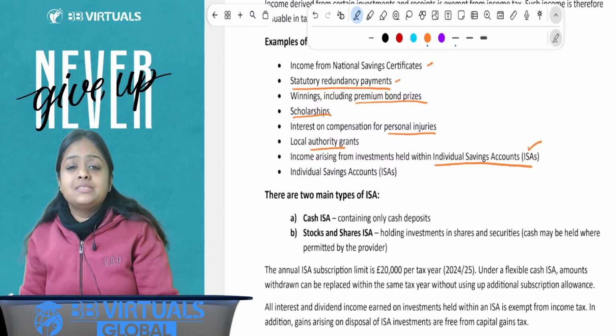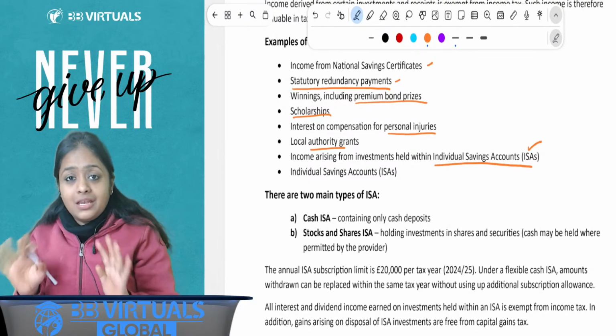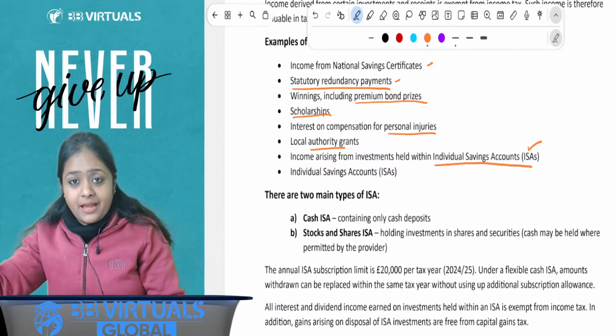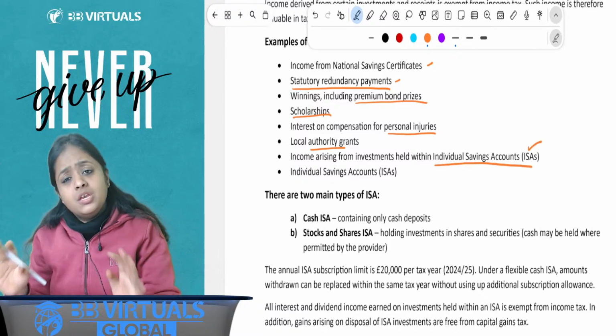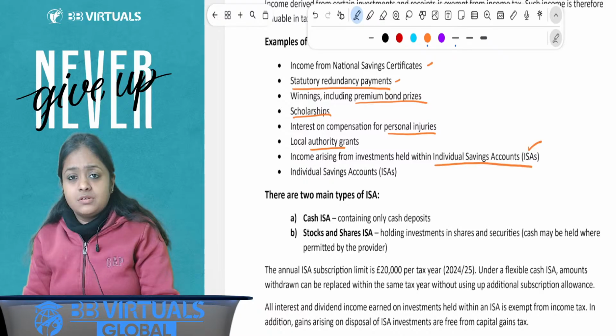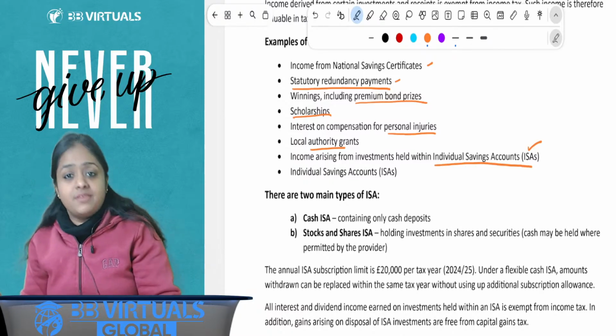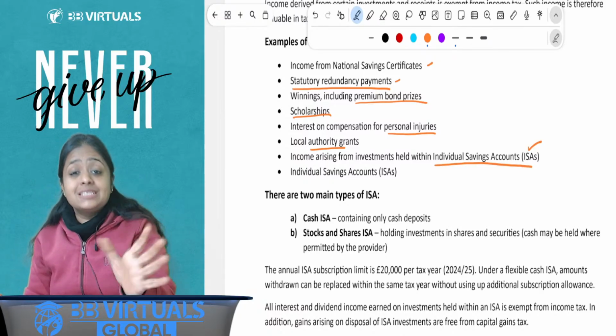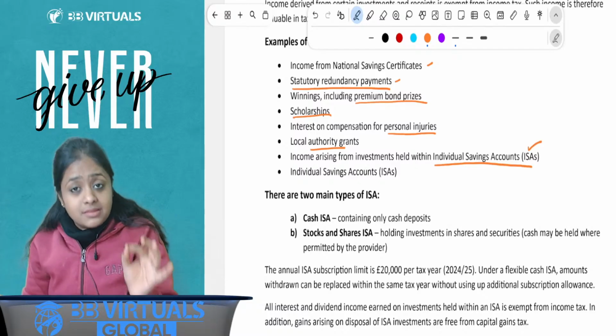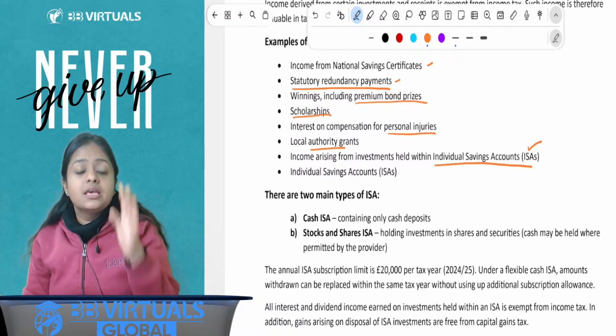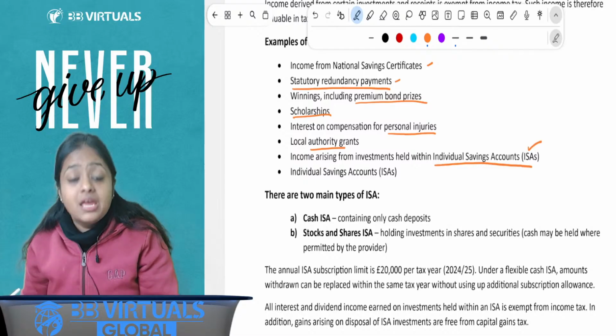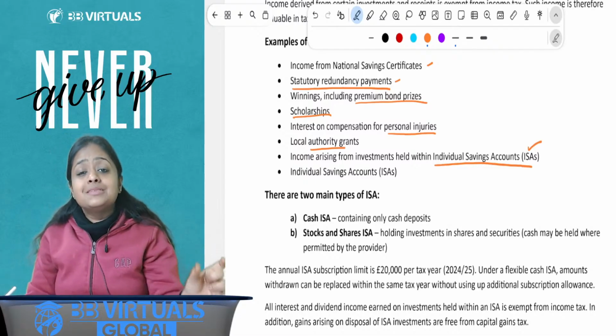What is an individual savings account? See, in India also we have a savings account. In the bank we open a savings account. In the UK also we have savings accounts. But then what is an individual savings account? These are special savings accounts in the banks and post offices, which are allowed by the government, and they are called individual savings accounts.